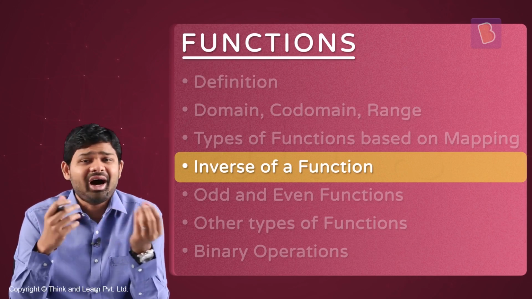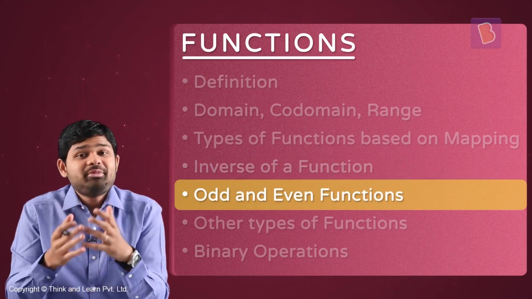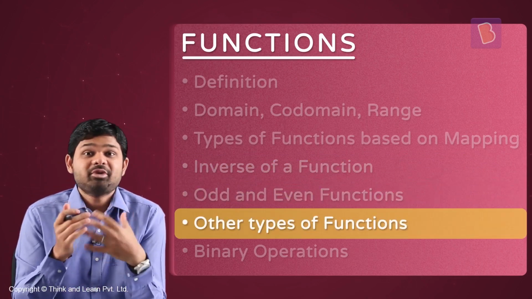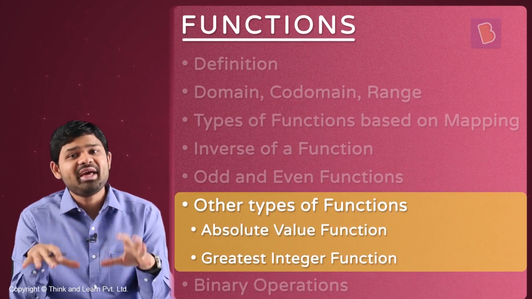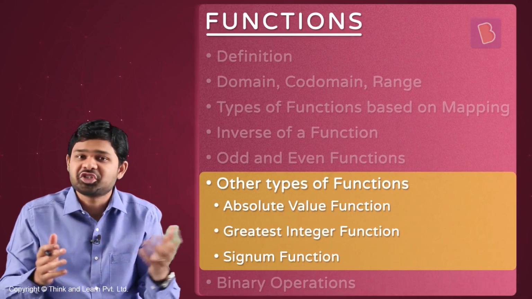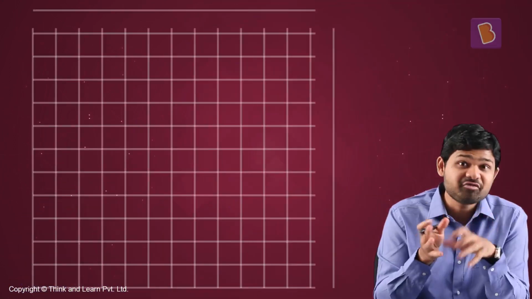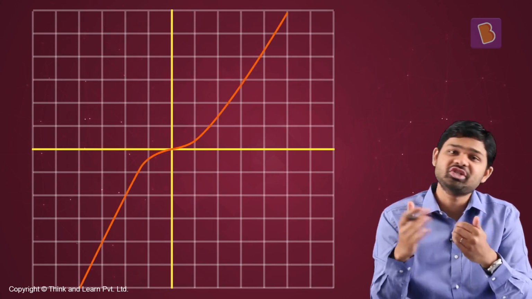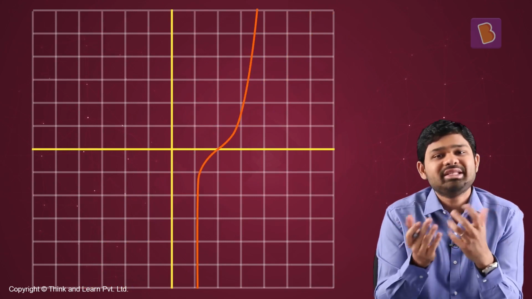Then we do have other types of functions. We have the odd and even function. So when I'm talking about other types of functions, I am talking about the absolute value function, the greatest integer function, and their derivatives such as the signum function, etc. So it's important to understand these functions and their graphs and how these functions are translated in the coordinate plane, rotated in the coordinate plane. All these are important.